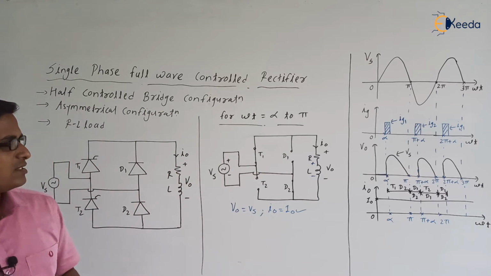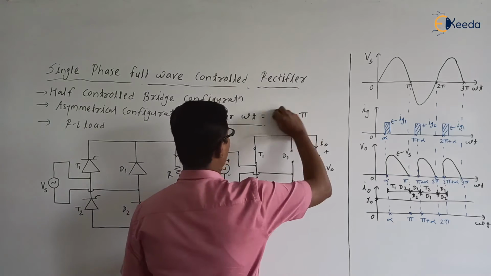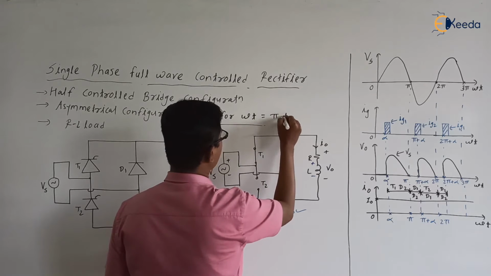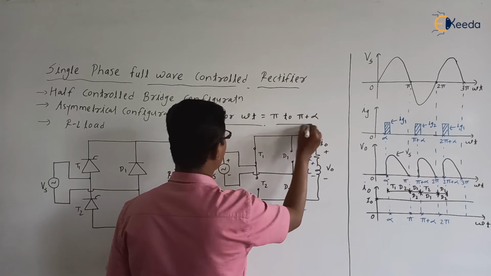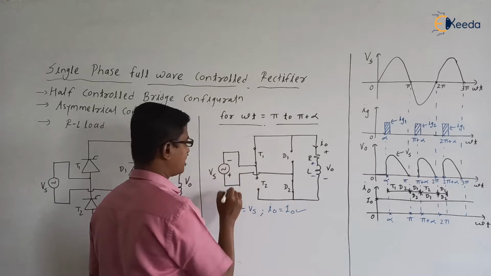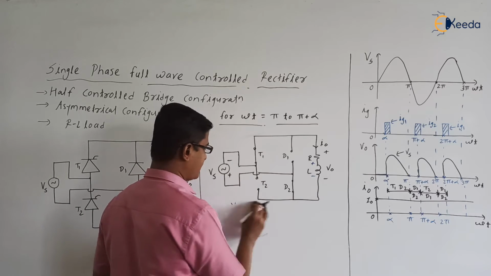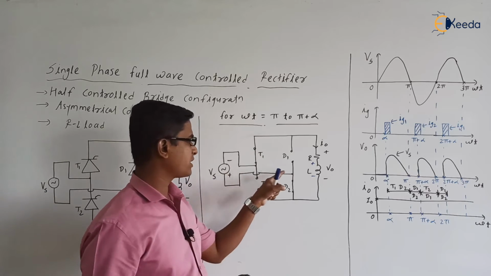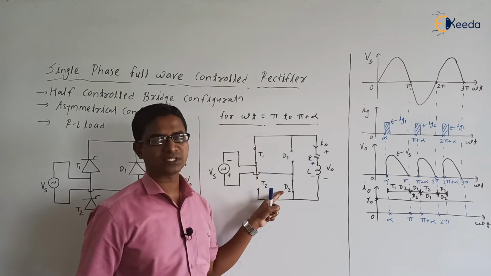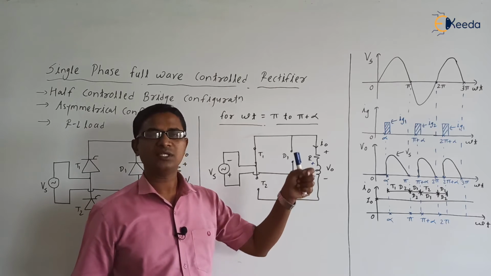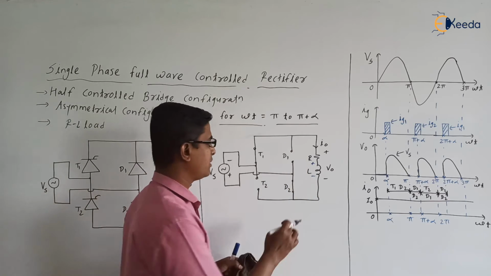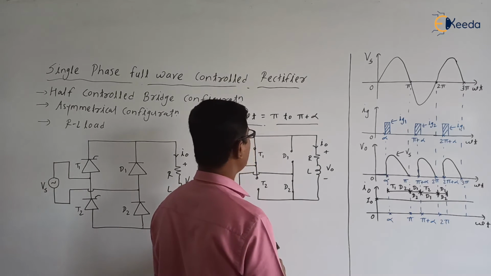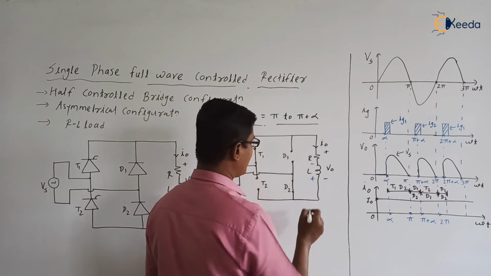Next, from omega t equal to pi to pi plus alpha, what will happen? After pi, the supply voltage is reversed, so from pi to pi plus alpha the supply voltage is negative: minus here, plus here. As the supply voltage is reversed, it will try to circulate current in this direction, but this diode will not allow the reverse current, and the inductor will not allow the current to change from I0 to 0. So whatever energy the inductor has stored from omega t equal to alpha to pi, the inductor will release that energy.